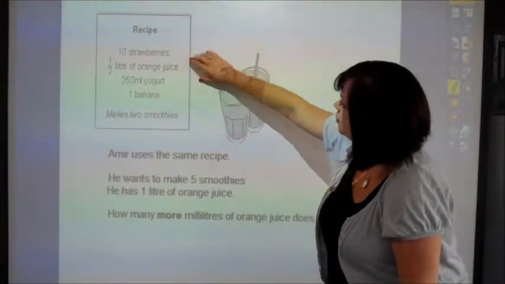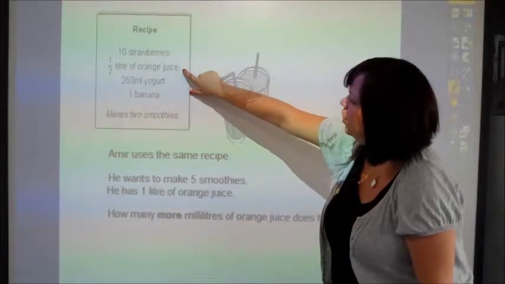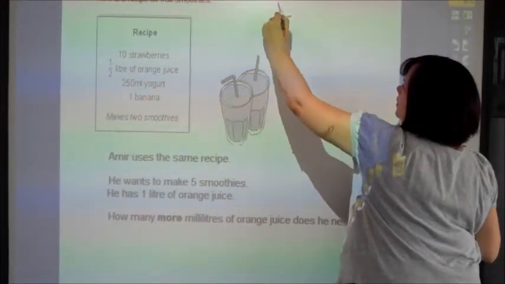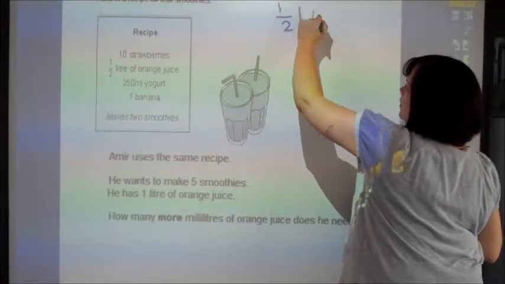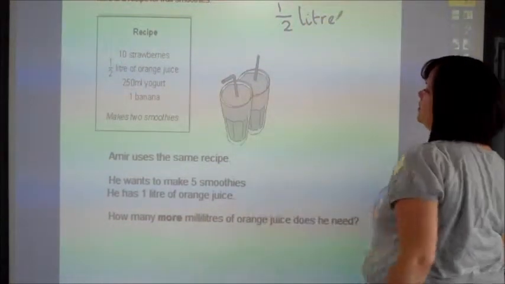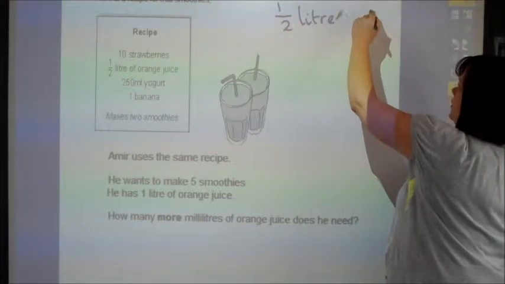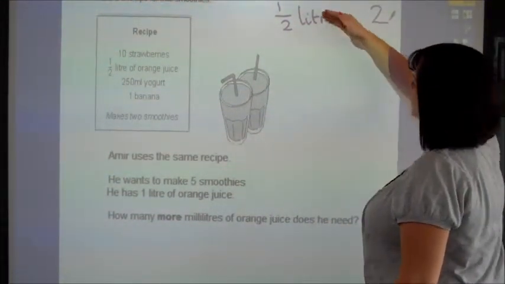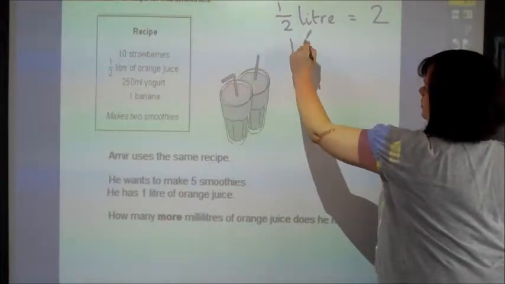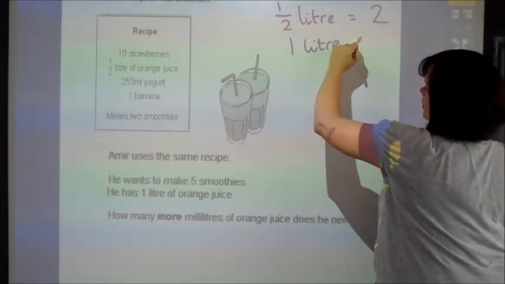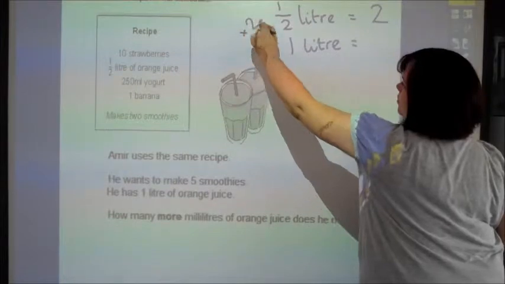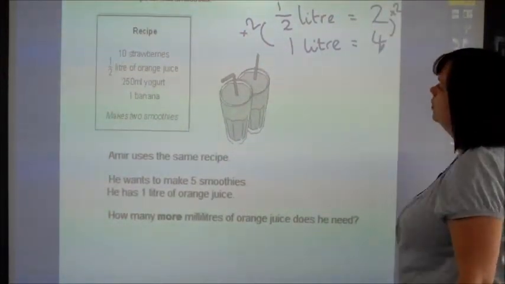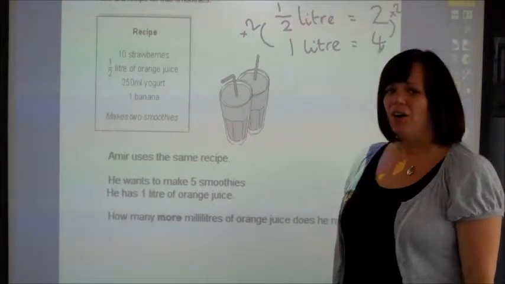So in the original recipe for 2 smoothies, you've got half a litre. Okay, makes 2 smoothies. He wants to make 5, doesn't he? So half a litre equals 2. If we doubled this, we'd get 1 litre, wouldn't we? So I've doubled it, I've times it by 2. So therefore I have to times this by 2, and that would give us 4. He doesn't want 4, he wants 5.